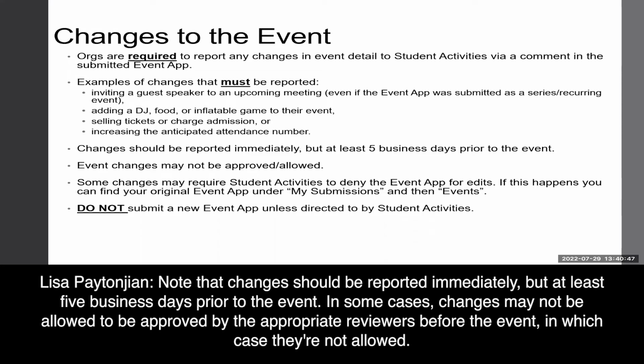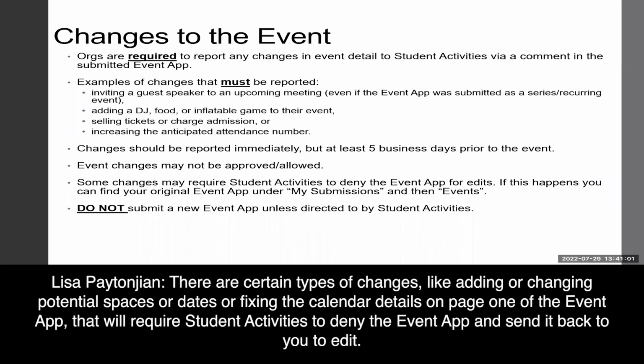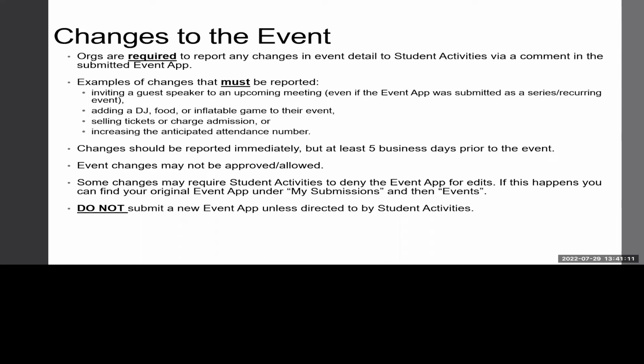Note that changes should be reported immediately, but at least 5 business days prior to the event. In some cases, changes may not be able to be approved by the appropriate reviewers before the event, in which case they're not allowed. There are certain types of changes, like adding or changing potential spaces or dates or fixing the calendar details on page 1 of the event app, that will require Student Activities to deny the event app and send it back to you to edit.